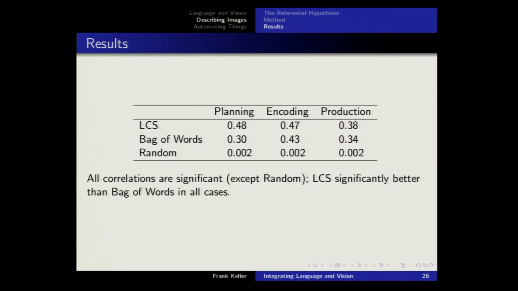If we compute our correlations, we find a correlation of around 0.5 here between the LCS, the similarity score for sentences and for scan patterns. And that, again, holds across phases, is somewhat lower in production.